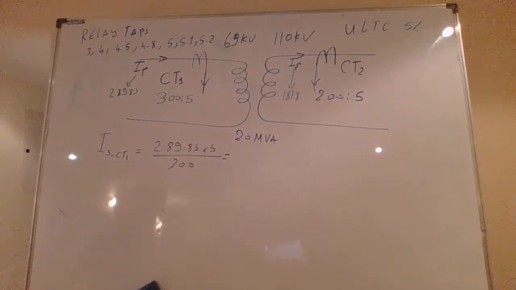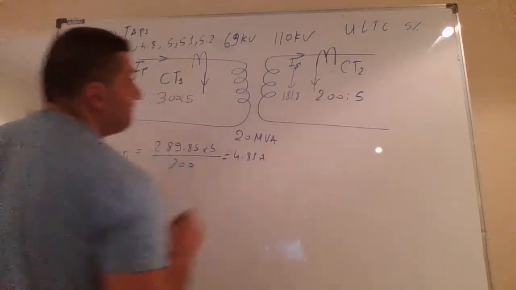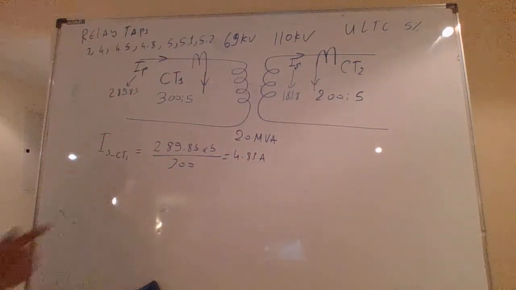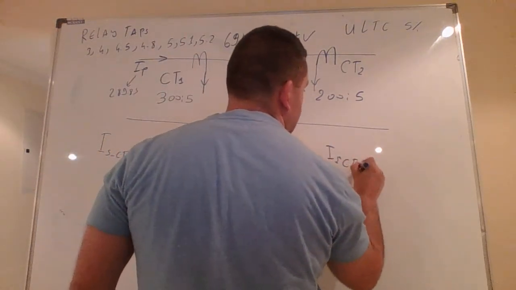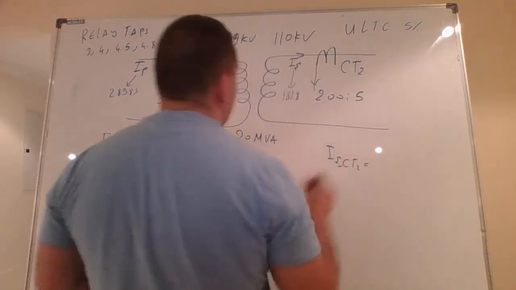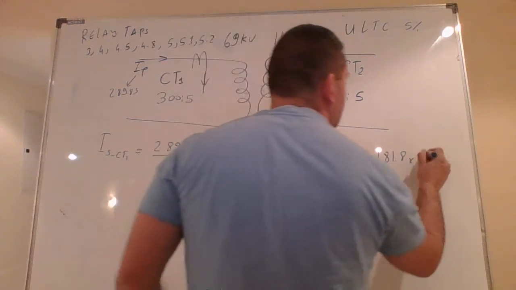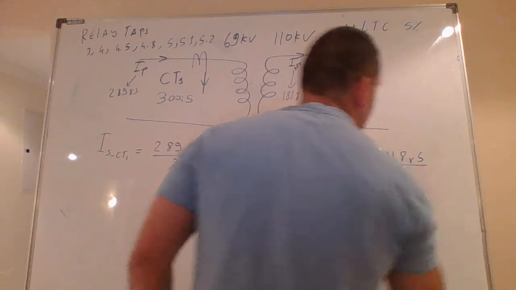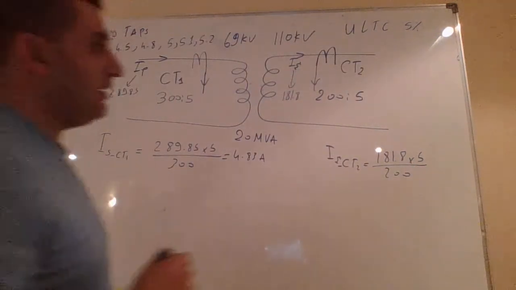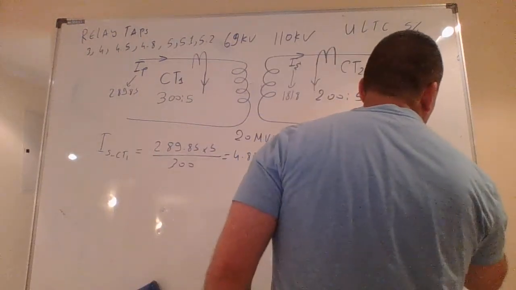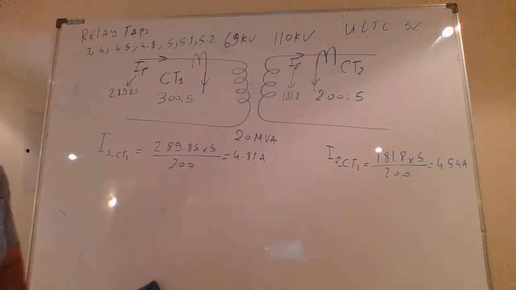The answer will be 4.83 amps. On the secondary side, the secondary for CT2 will be equal to 181.8 multiplied by 5 divided by 200, and the answer will be 4.54 amps.